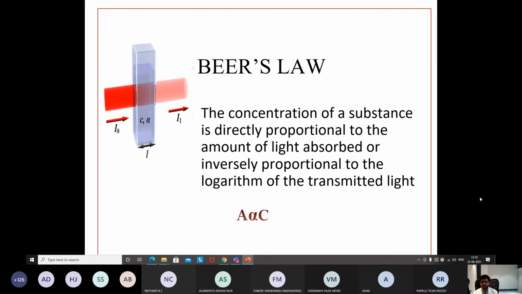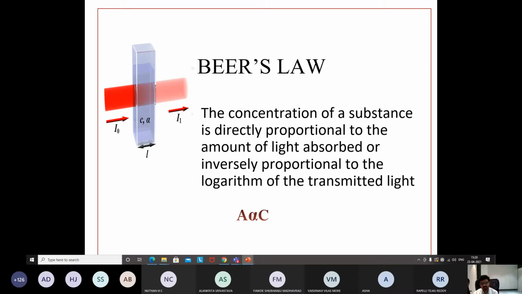Beer's law says the concentration of the substance is directly proportional to the amount of light absorbed, or inversely proportional to the logarithm of transmitted light. Which means suppose your light source is here and you are passing the light through this cuvette which is having the solution which is in color. The absorption of this color mainly depends on the concentration of the solutes which are there in the solution. Suppose you are estimating glucose, if glucose concentration is more in that particular reaction, there is a method called the glucose oxidase peroxidase method.